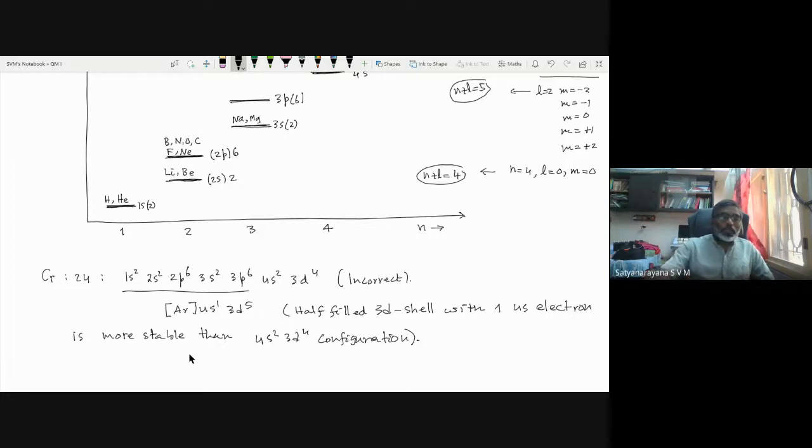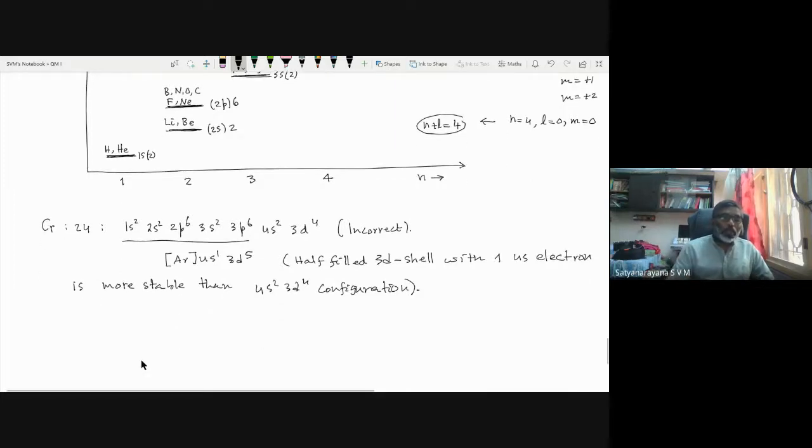Okay, so same thing is true with another element called copper. So copper is 29. So we would have written this argon 4s2 3d9. This is what we would have written, but this is not correct. Okay, so this is not correct. But what is correct? Correct one is argon 4s1 3d10. So the argument is same.